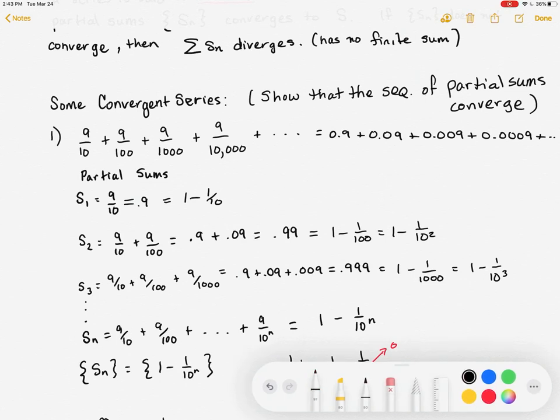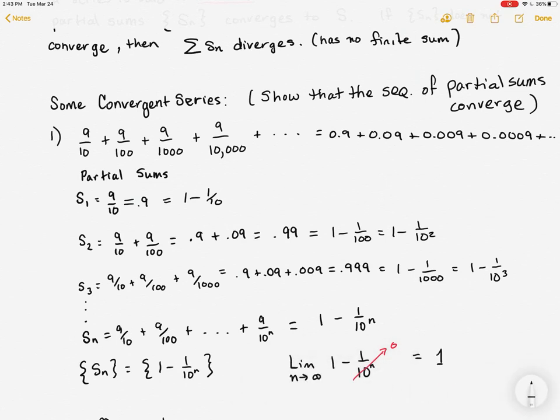Which means this limit is going to be 1. So my conclusion is the series 0.9 repeating, I'll write the series in our series form, the sum from n equals 1 to infinity of 9 over 10 to the n converges to 1 since the sequence of partial sums converged to 1.